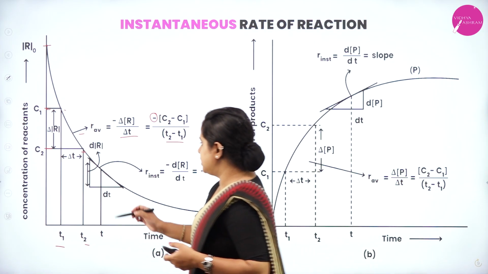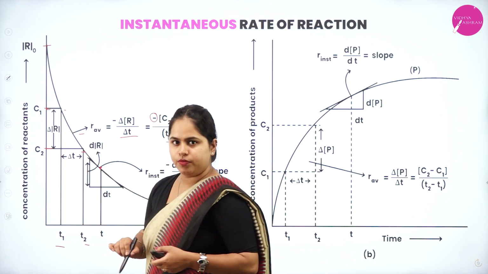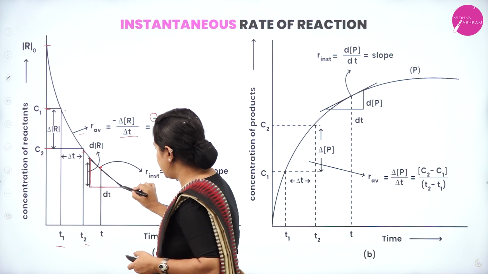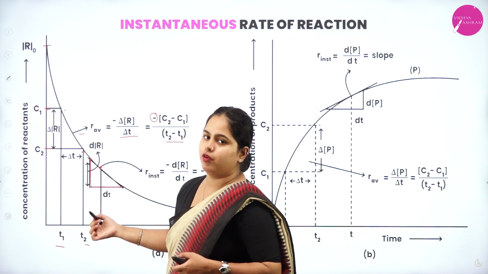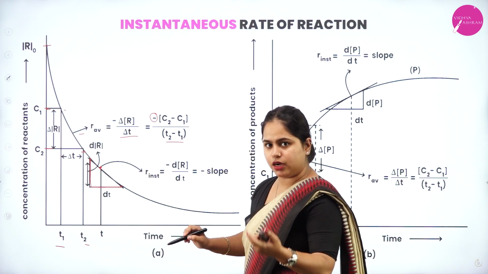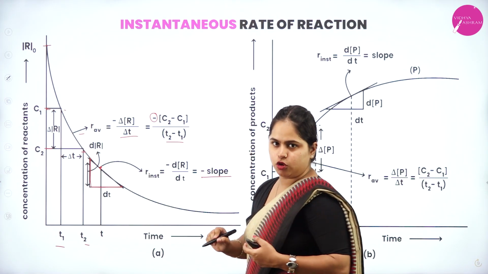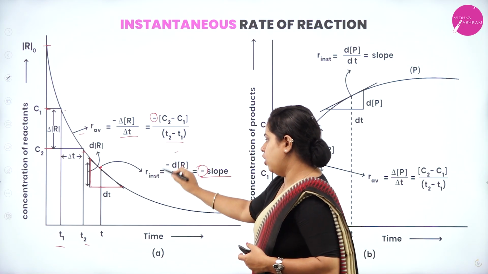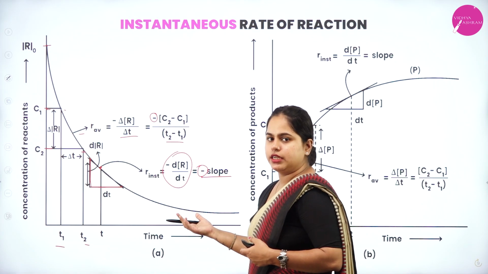At an instant, for example at this point, what will we do? We'll take a slope there. You have a graph here. We are going to take the slope of this graph and the slope will give you the instantaneous rate. That instantaneous rate we can calculate by minus of slope. Again, minus because it is reactant. So, what is that? Minus d by dt of R. So, we will get the instantaneous rate of reactant.